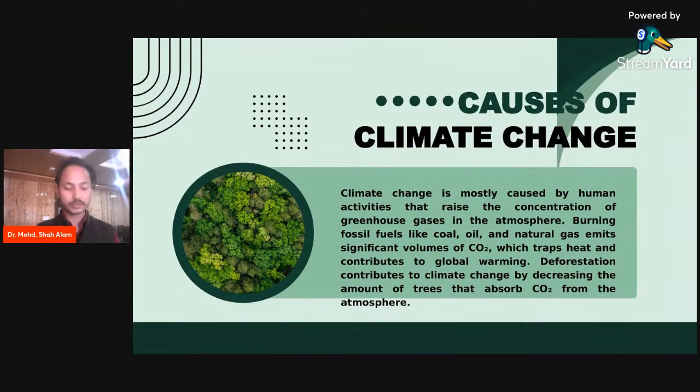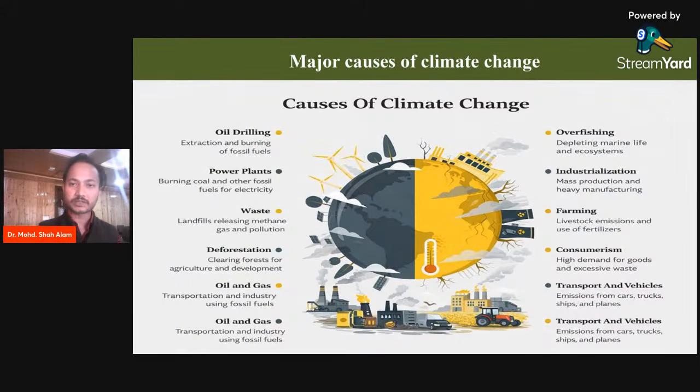The major causes of climate change are primarily anthropogenic, means it is caused by humans. The burning of fossil fuels such as coal, oil, natural gas emits significant amount of CO2 which traps the heat and contributes to global warming. Deforestation also contributes to climate change by decreasing the number of trees that absorb CO2 from the atmosphere. Additionally, agricultural activity contributes through methane emission via livestock, nitrous oxide emission via fertilizer, and land use changes. Together, these activities increase greenhouse gas concentration and accelerate climate change. Next slide shows the major causes of climate change.